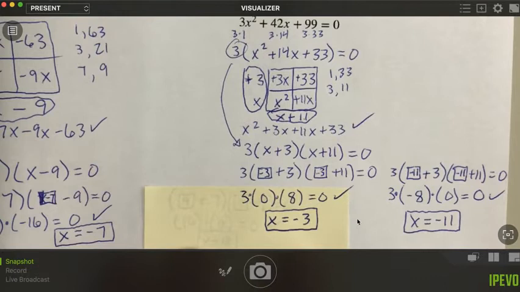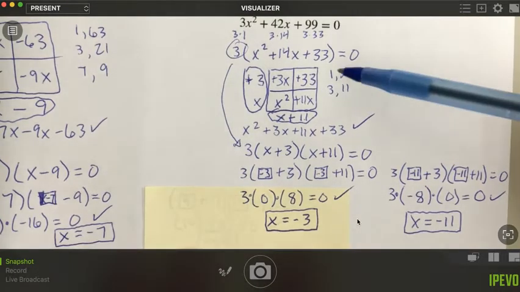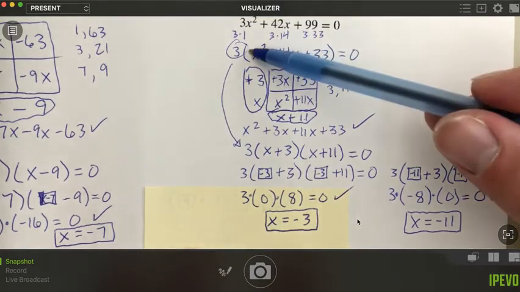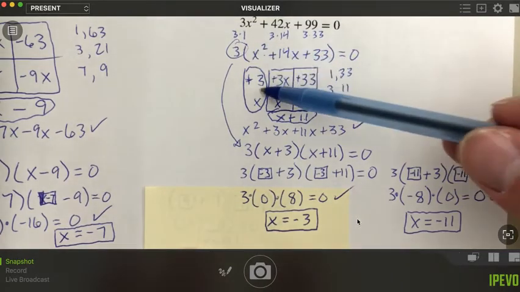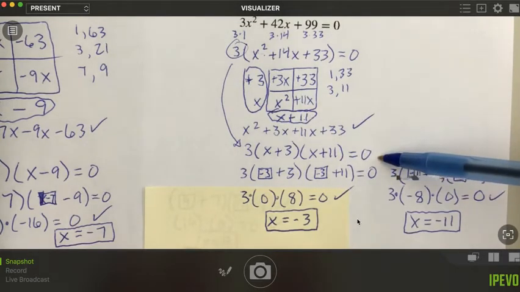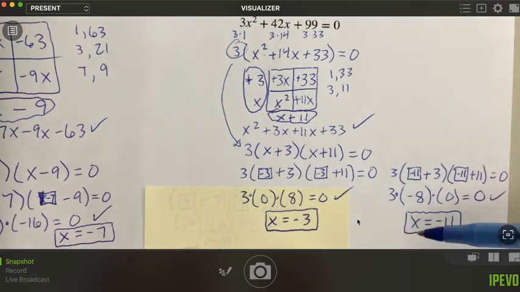All right, so that's all there is to it. Once again, we're factoring as much as we can. In this case, I had to pull out a number at the beginning, and then I factored like normal. And so here's my factored form. And then I'm finding out what two x values make the whole thing equal to 0. Cool.